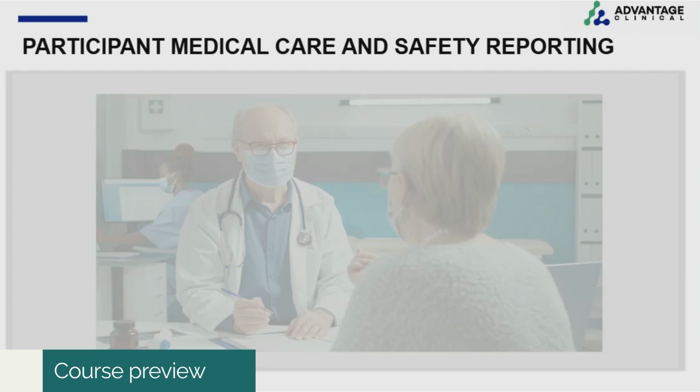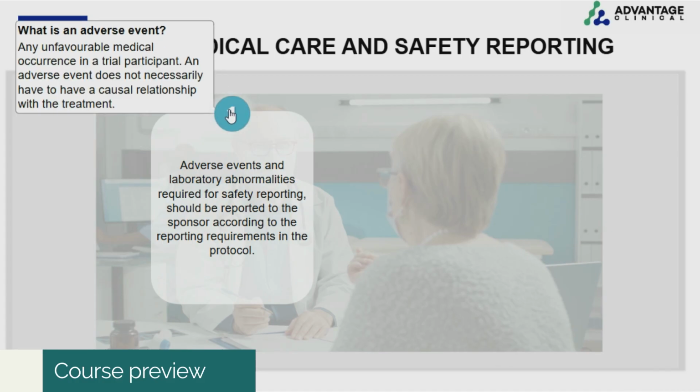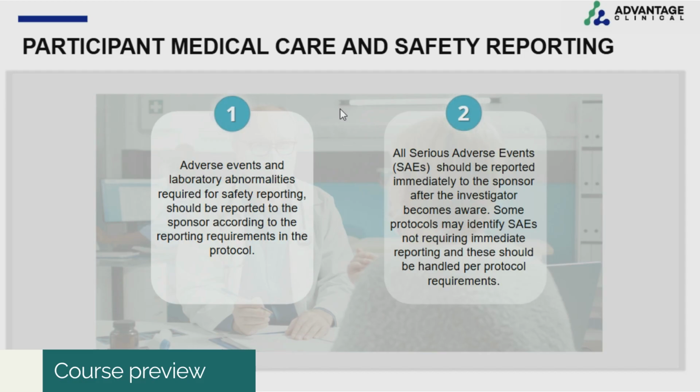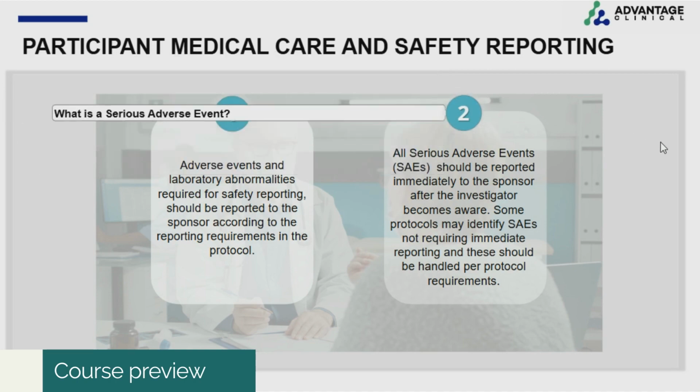Participant medical care and safety reporting. Adverse events and laboratory abnormalities required for safety reporting should be reported to the sponsor according to the reporting requirements in the protocol. The protocol will list out adverse event and serious adverse event definition, as well as outline what is required to be reported to the sponsor and how. All serious adverse events should be reported immediately to the sponsor after the investigator becomes aware. Some protocols may identify SAEs not requiring immediate reporting, and these should be handled per protocol requirements.